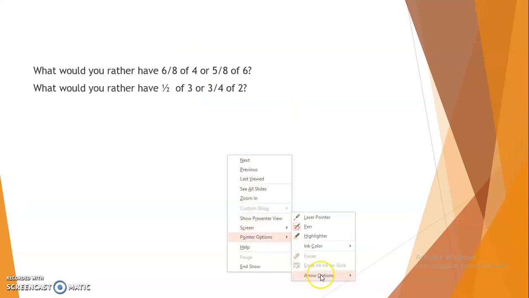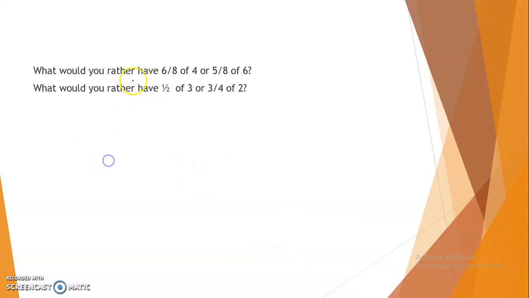So I hope this is clear to you children. Now moving forward, what would you rather have? 6 by 8 of 4 or 5 by 8 of 6? 6 by 8 of 4 is same as 6 into 4 divided by 8. Right? What is 6 into 4? It is 24. So 24 divided by 8.